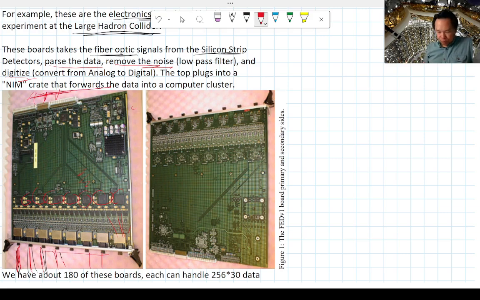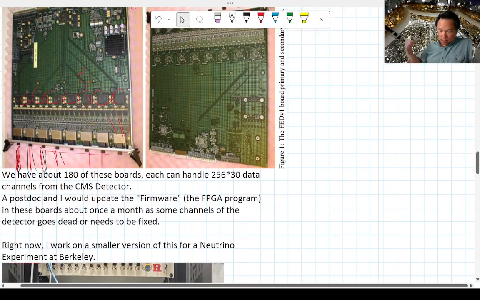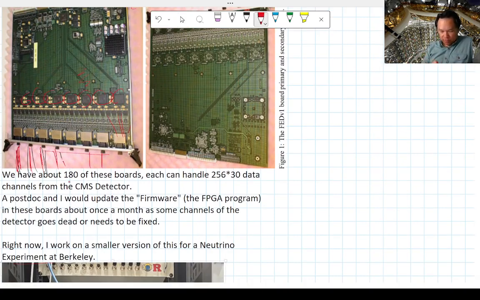Okay, and that gets forwarded to the computer cluster at CERN, and then people can look at what the data looks like. We have about 180 of these boards. Each of them can handle about, so what's 256 times 30? About 10,000 bits of information, and then we have 180 of these. I just know that it's about 1.5 million channels that I have to handle.